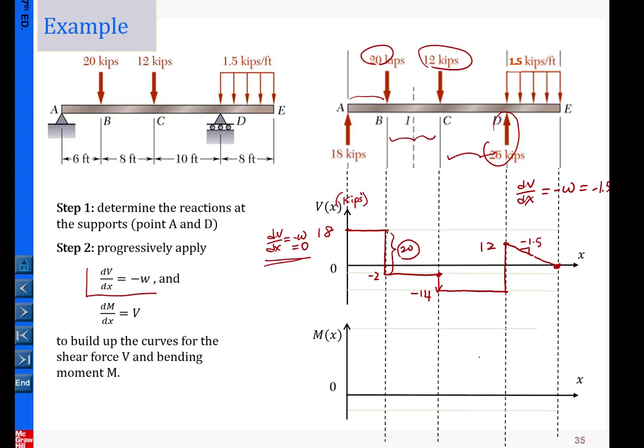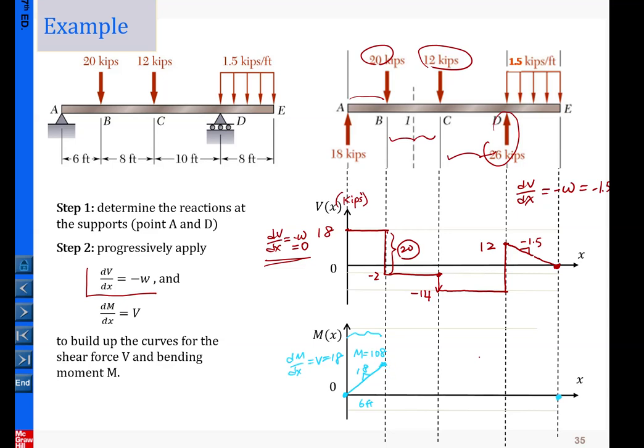Now we draw the bending diagram. So for the bending diagram, again, we look at the two ends, where there is no bending moment, so we should start from 0 and end up at 0 here. Now in this segment, dM/dx equal to V. So in the first segment, V equal to 18, constant, so the slope equals 18. And then we can calculate the end value: 18 multiplied by this distance, 6 feet, so that is 108 at this value here.